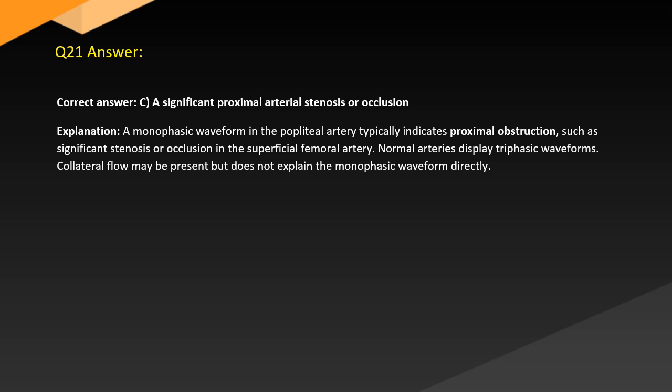Answer. Correct answer: C. A significant proximal arterial stenosis or occlusion. Explanation. A monophasic waveform in the popliteal artery typically indicates proximal obstruction, such as significant stenosis or occlusion in the superficial femoral artery. Normal arteries display triphasic waveforms. Collateral flow may be present but does not explain the monophasic waveform directly.